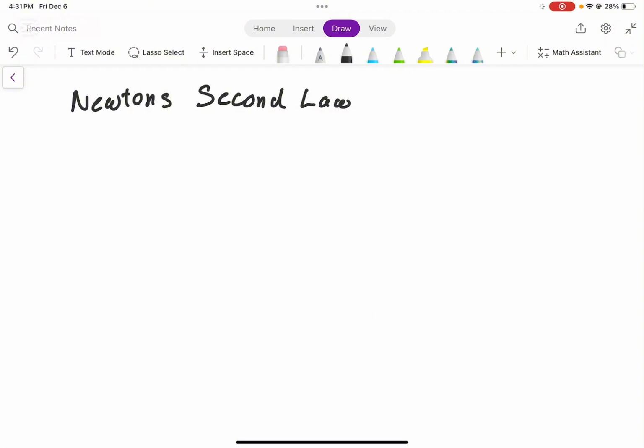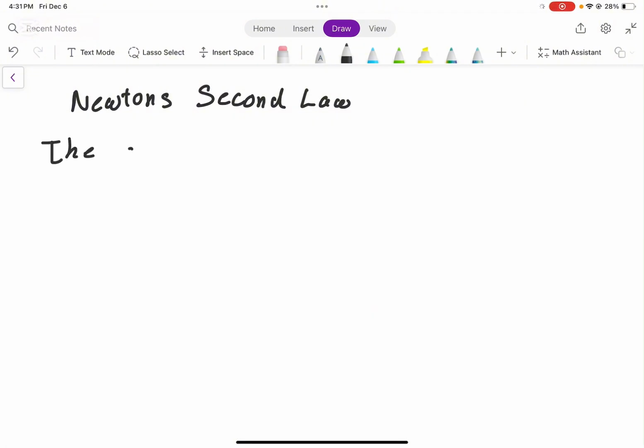Well, Newton's second law basically states the acceleration of an object is directly proportional to the net force acting on the object and is inversely proportional to its mass. So what does that mean? Well, let's write it down first so we can fully digest what it means.